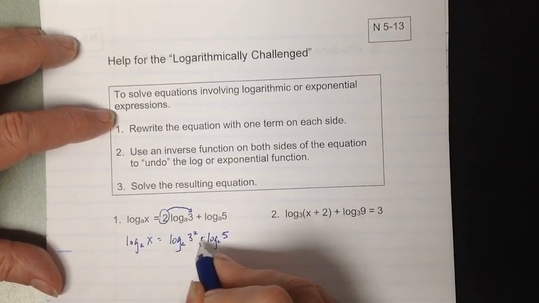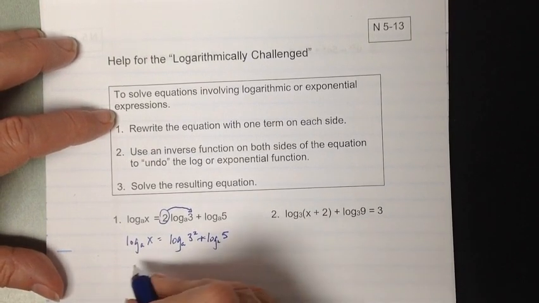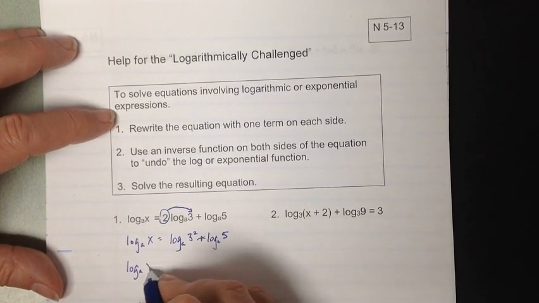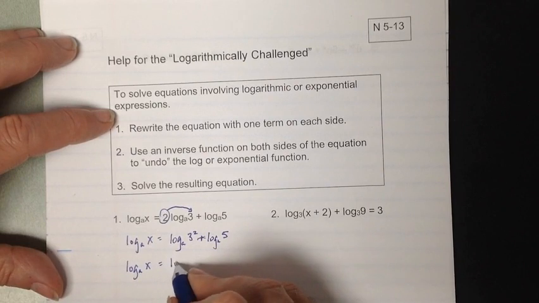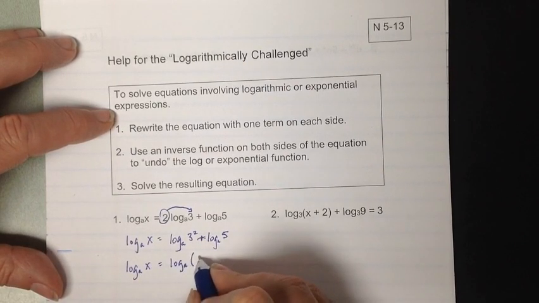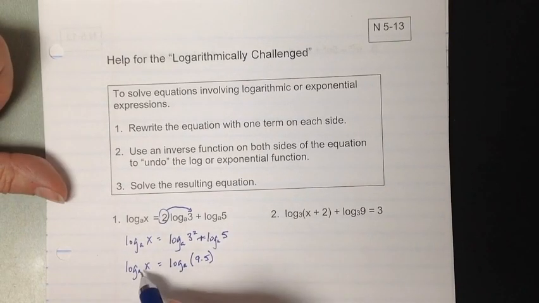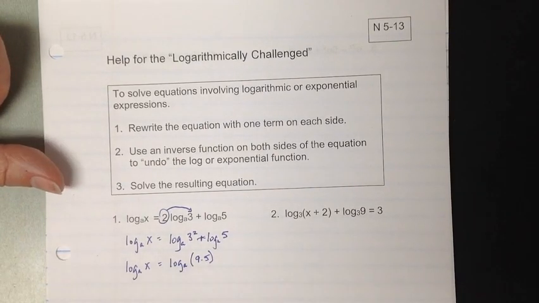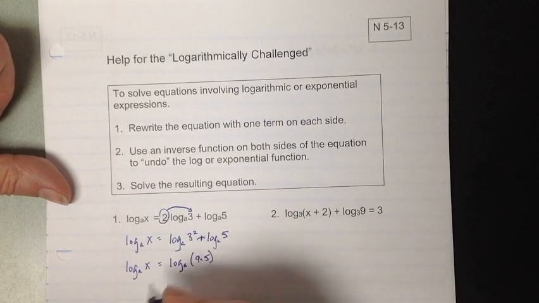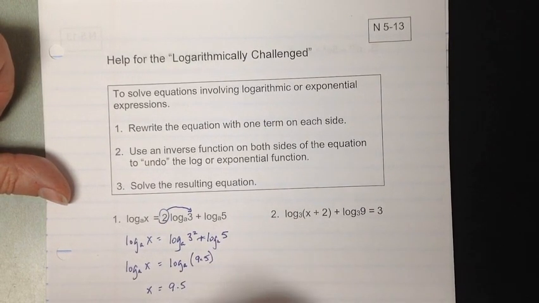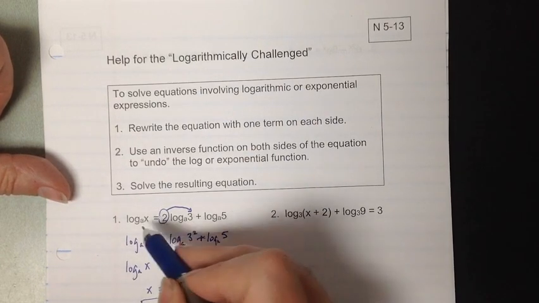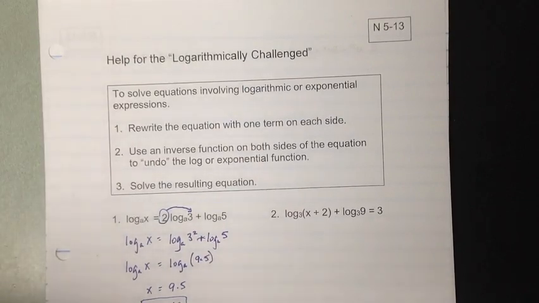And then, since I have a log plus log, I can bring those together as a single log with multiplication. I'm going to change that 3 squared to 9 times 5 here. And now I've got log base a of x equals log base a of 9 times 5. And so x equals 9 times 5, and so x is 45. That answer looks pretty good because it's a positive argument, and so I'm good with that.